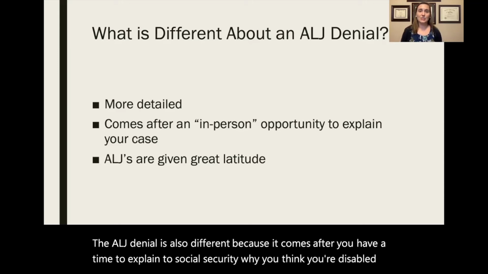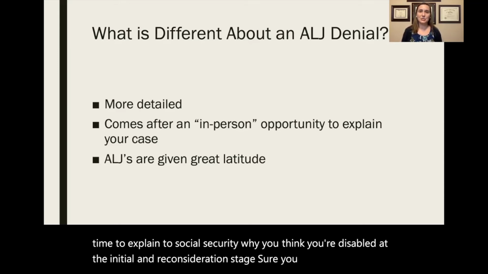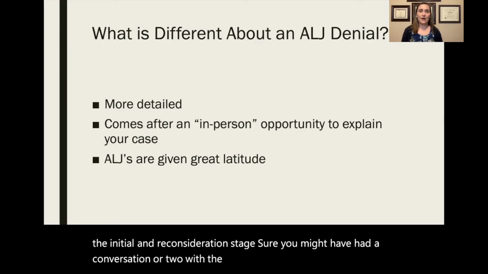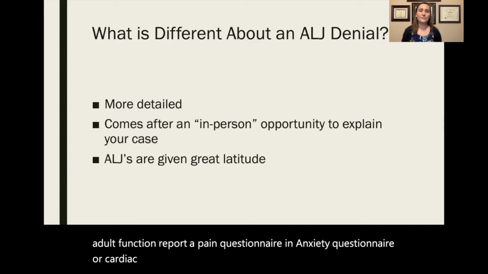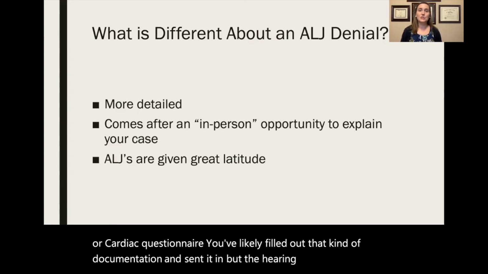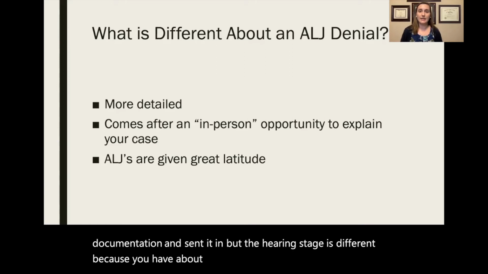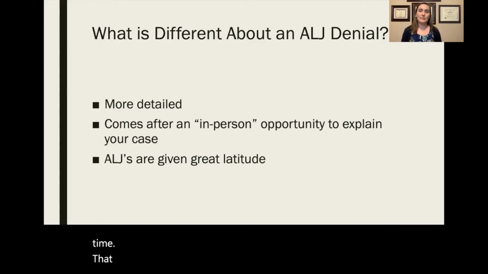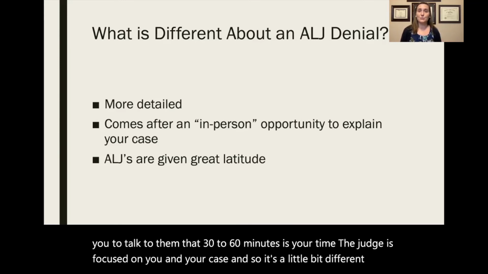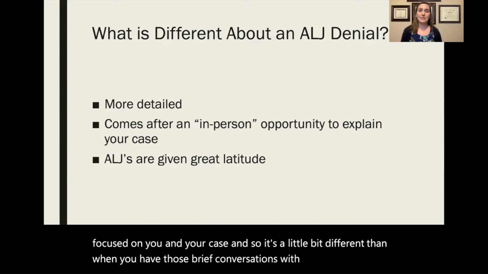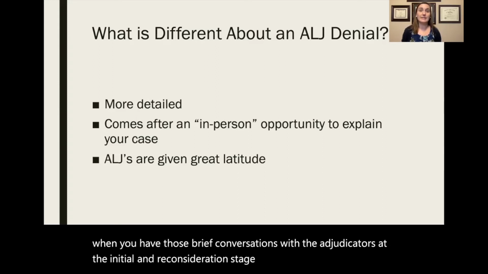At the initial and reconsideration stage, sure, you might have had a conversation or two with the adjudicator. You likely filled out an adult function report, a pain questionnaire, an anxiety questionnaire, a cardiac questionnaire. You've likely filled out that kind of documentation and sent it in, but the hearing stage is different because you have about 30 to 60 minutes of undivided time that a Social Security Administration employee has set aside for you to talk to them. That 30 to 60 minutes is your time. The judge is focused on you and your case. And so it's a little bit different than when you have those brief conversations with the adjudicators at the initial and reconsideration stage. It's just set up very differently.